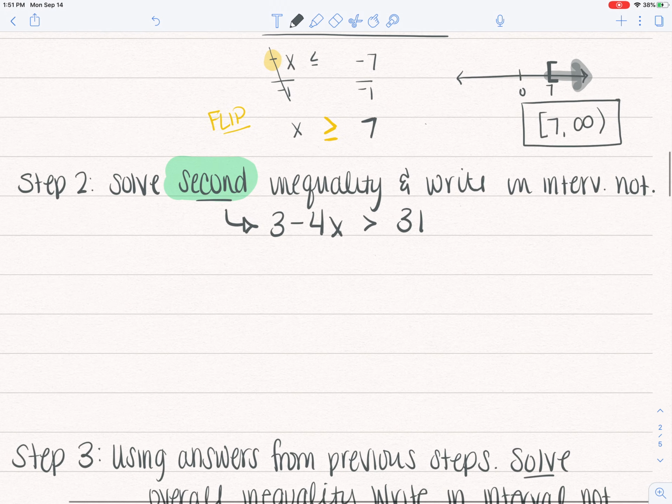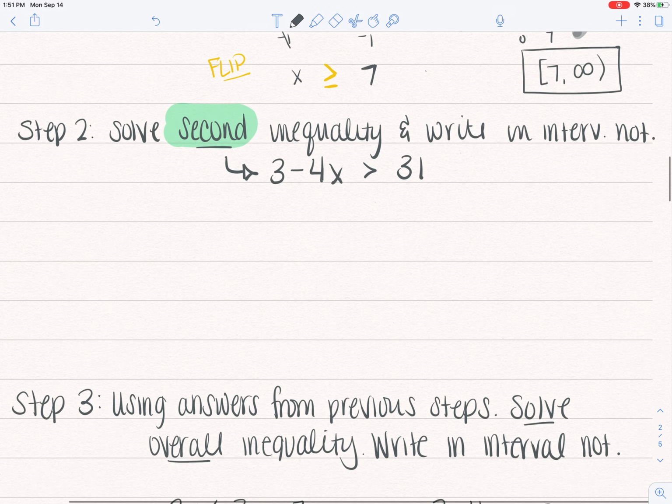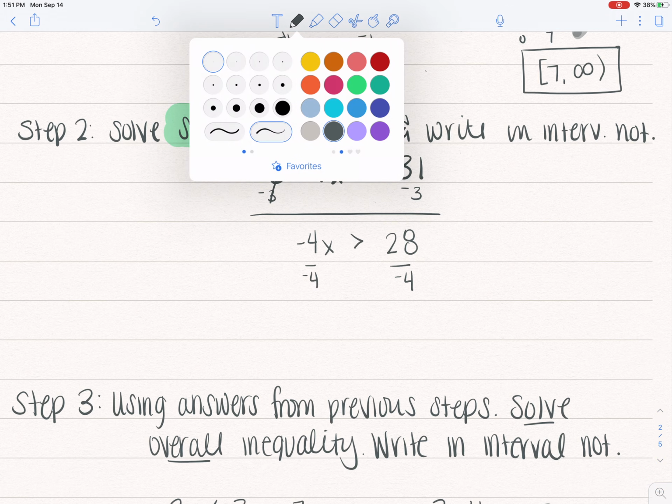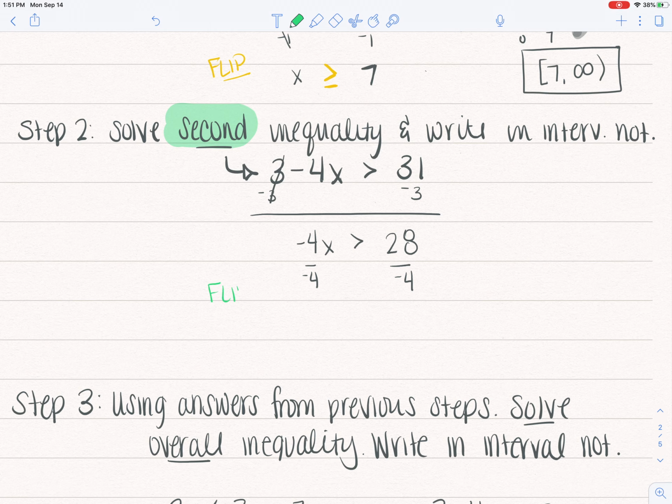Step 2 then says to solve this second inequality and write in interval notation. We've got 3 minus 4x is greater than 31. So I'm going to get x by itself. I'm going to subtract 3 from both sides. Those will cancel. Greater than 28. And I'm going to divide by negative 4. Because I divided by negative 4, I need to flip my sign.